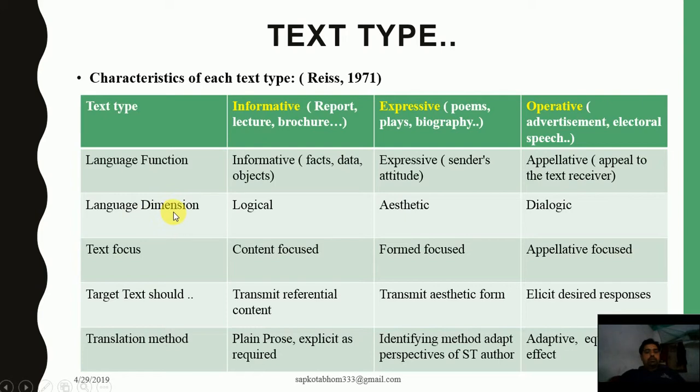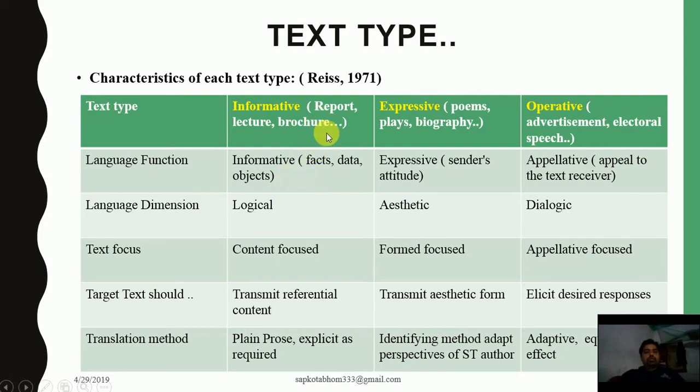When talking about the language dimension of these three texts, in informative text, a logical type of language is included, and in the expressive type of text, aesthetic language is used. Then in the operative type of text, language is dialogic, to appeal to the readers. Similarly, what is the focus of the text? In the informative text, the focus is on content, because its main function is providing facts, data, objects, etc.